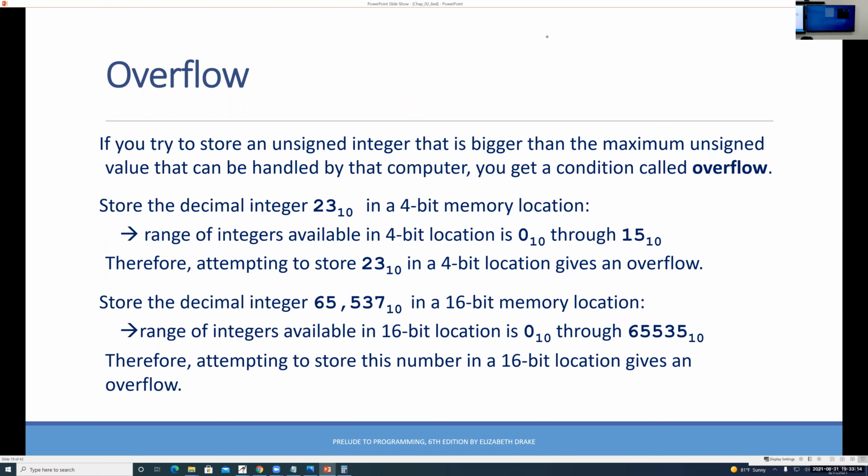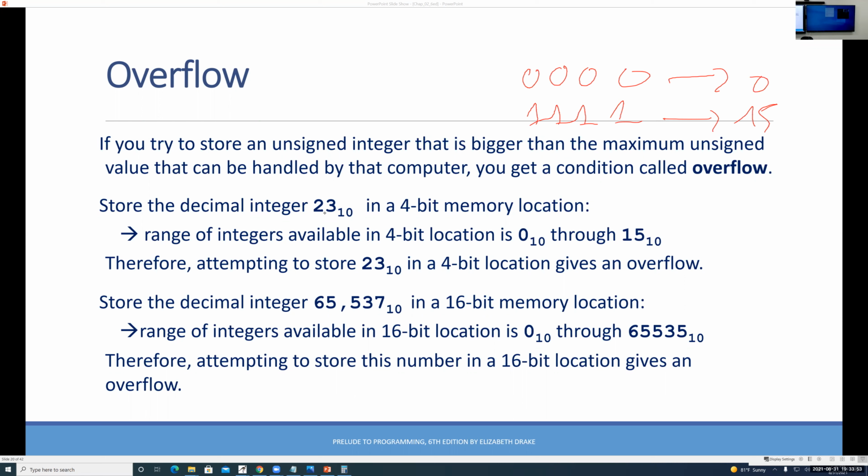Now we're talking about overflow. Overflow means you cannot store the number in the bit location. Think about this: if you want to store the integer 23 in a 4-bit memory location, remember that with 4 bits, everything 0 is the minimum and everything 1 is the maximum. This one is 0 and this one is 15. So it's only able to store everything from 0 to 15 in 4-bit memory. If you want to store 23, you get overflow.